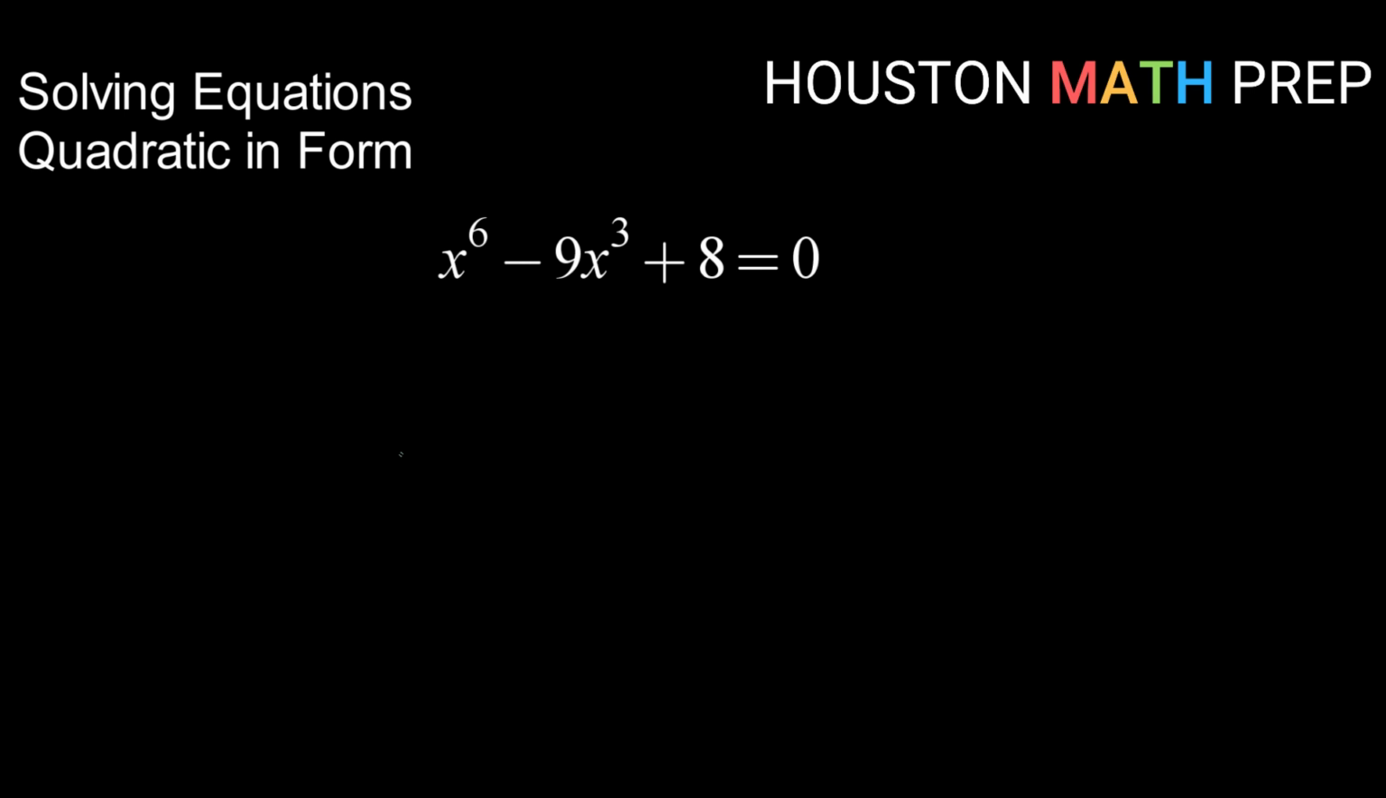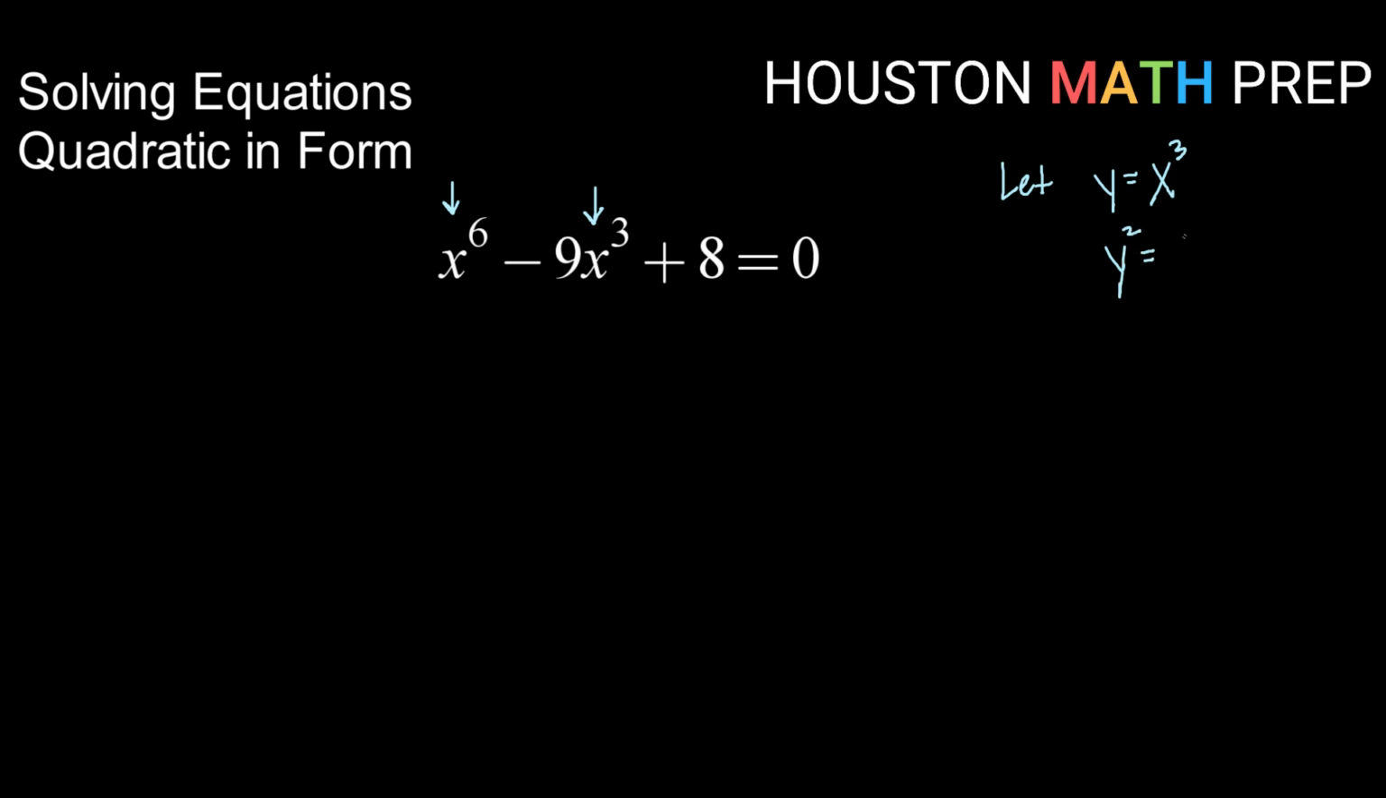In this video, we're going to take a look at some examples of solving equations that are quadratic in form. Now, quadratic in form we know means that our higher variable term is the square or double the exponent of our lower variable term. We're going to solve these by making a substitution. So we're going to let y be our lower variable term. In this case, y equals x cubed.